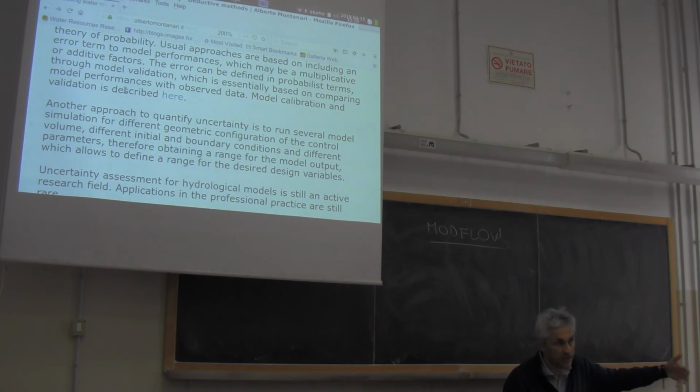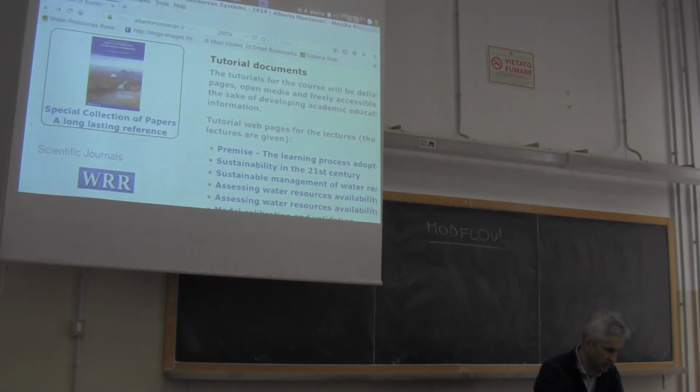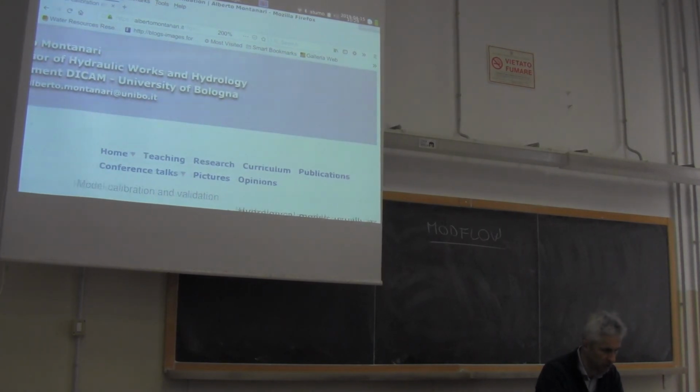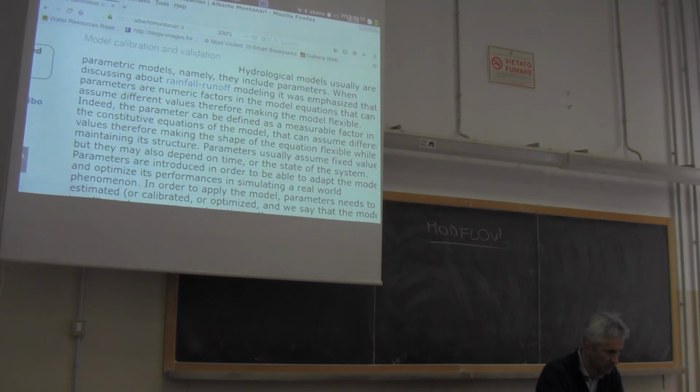I had an observed hydrograph, I had a simulated hydrograph from IMOD. I changed the parameters until I found something that looked not bad. This is the trial and error procedure, which with the use of the computer is very easy. But let me now refer to a specific web page, model calibration and validation. We will see what they are.